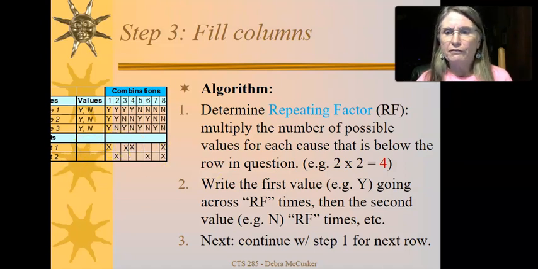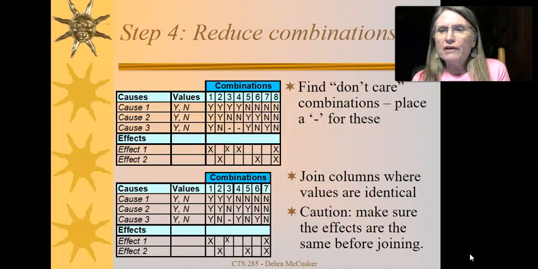We'll talk about the effects very soon. So once we determine that repeating factor and fill out all the combinations, we're really close to being ready to analyze our problem and break down what are called the effects. So to simplify things, we may want to reduce some combinations. Those are what we call the don't care conditions.